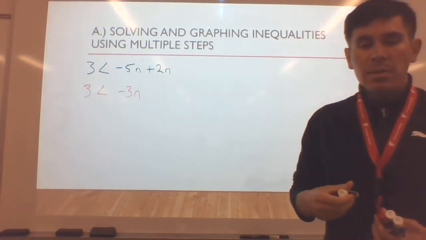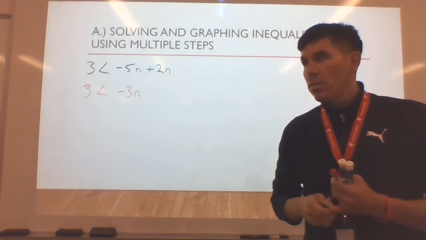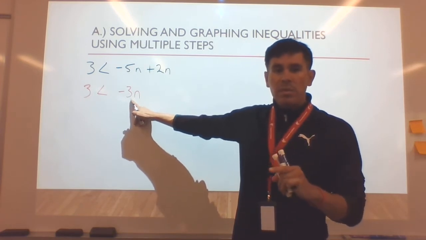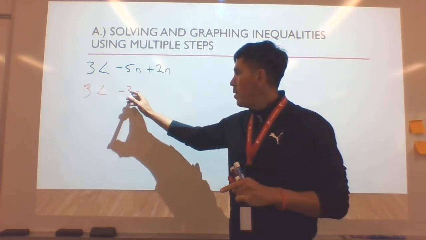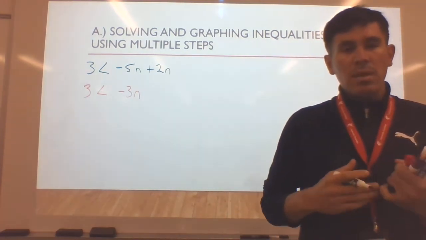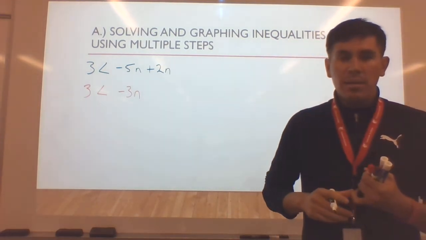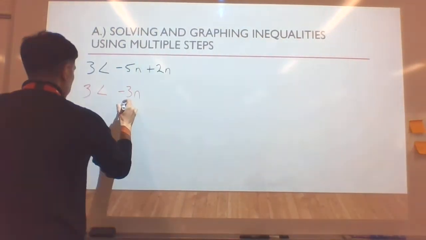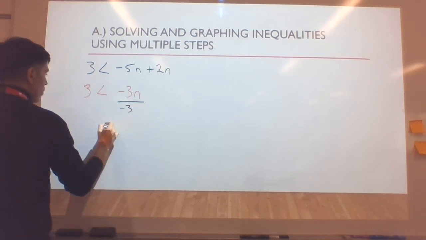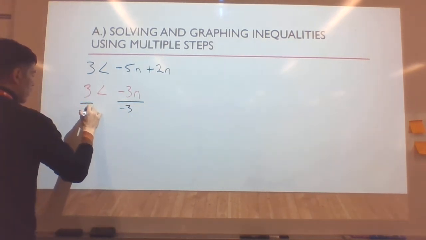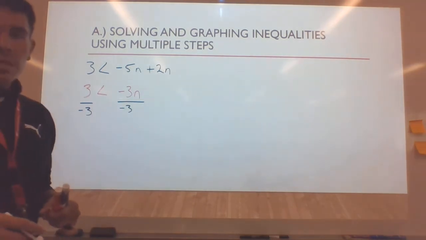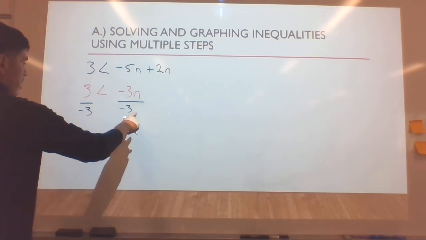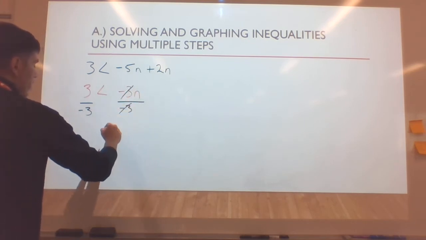So we look at what's happening to n. And when I look at what's happening to n, you look at this. When they're next to each other, that means multiplication. So we're multiplying by a negative 3. So what's the inverse of multiplying by a negative 3? It's called division, right? So the inverse is division. Just like an equal sign, what you do to one side of the inequality, you must do to the other side of the inequality. So if we divide both sides by negative 3, this cancels, that cancels.